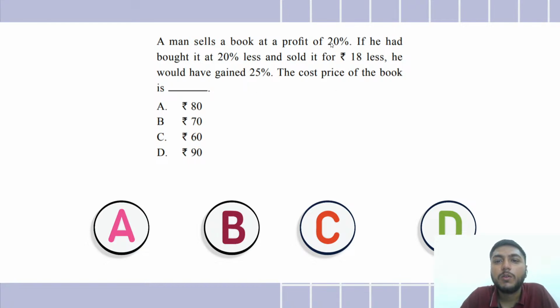एक आदमी ने एक बुक को 20% प्रॉफिट पर सेल किया. Then condition दिया मेरे को, if he had bought it at 20% less and again sold it for 18 rupees less. We have two conditions here. He bought it at 20% less here. Loss percentage is given. And then again we have given sold it for 18 rupees less. So we have loss over here. Then he would have gained 25%. Again profit percentage is given. So now we have to calculate the cost price.